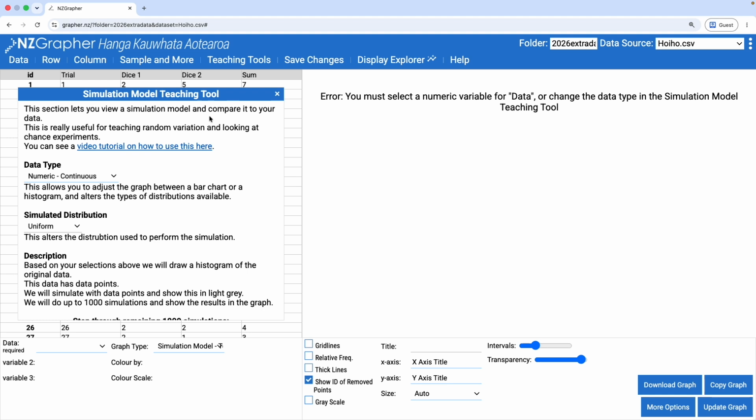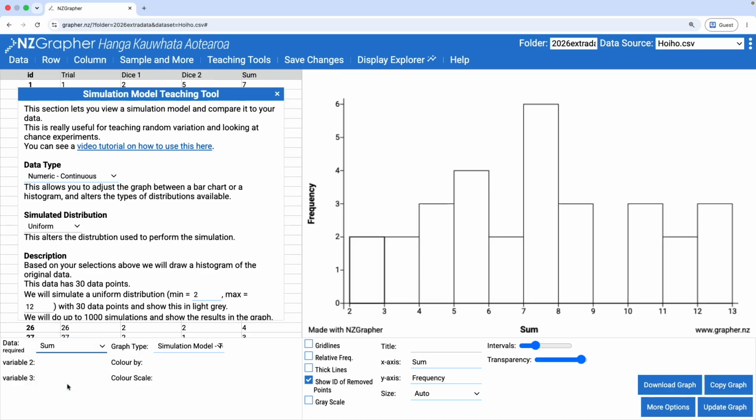You must select a numerical variable for data, so I'm going to do that. Data is required. I'm going to choose the sum of the 2 dice. So, this is what my 30 looks like.